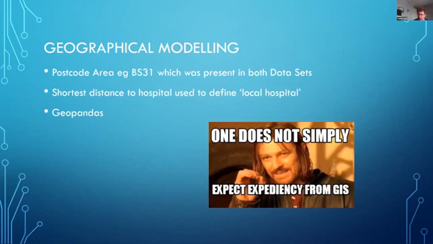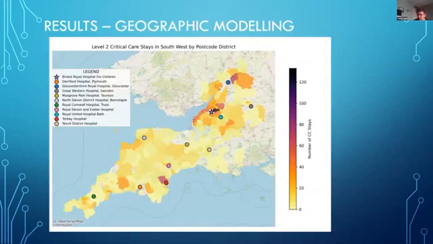I then used a package called GeoPandas within Python to visualize the analysis on geographical maps. Again, this wasn't a quick and easy process, as it took time to locate the correct polygons, which are the shapes that are put on the map to represent the postcode areas. But once I got past that hurdle, I was able to produce the following maps and visuals.